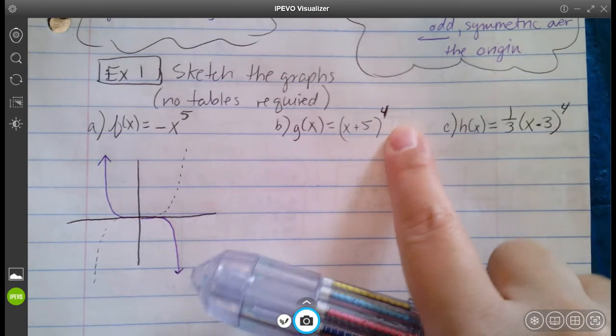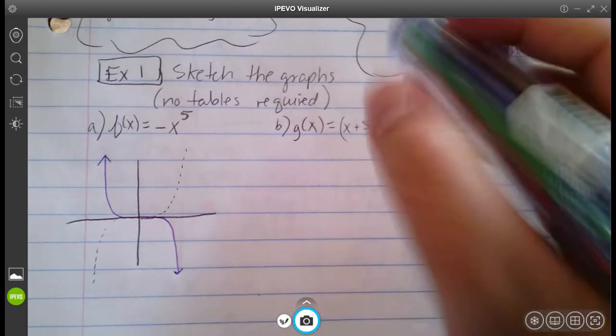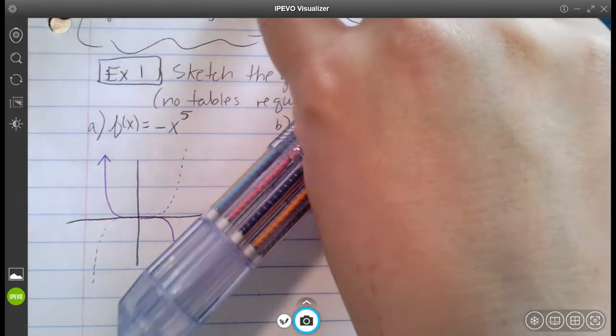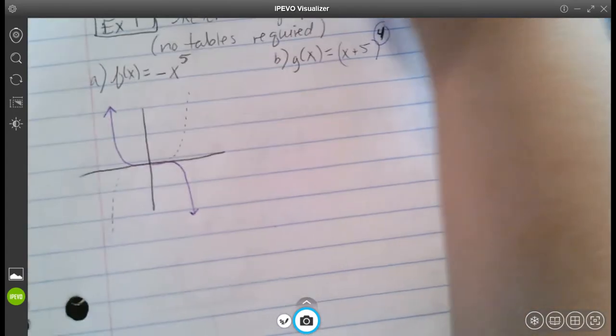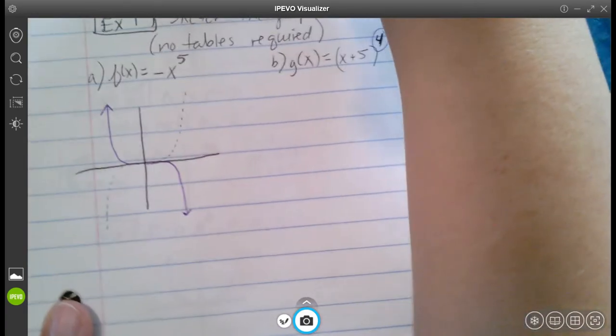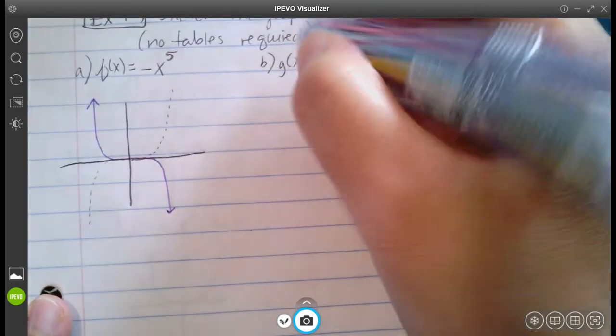So now we have an even degree. So this is our degree here. It's an even number. So that means it's going to look more like the one that was up here, where both of the ends are going to be going up. Okay. So just like the one before, I'm going to go ahead and do a wannabe OG for this.